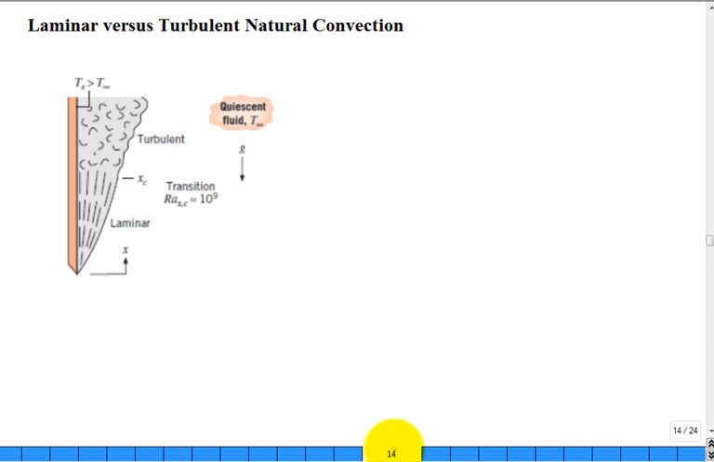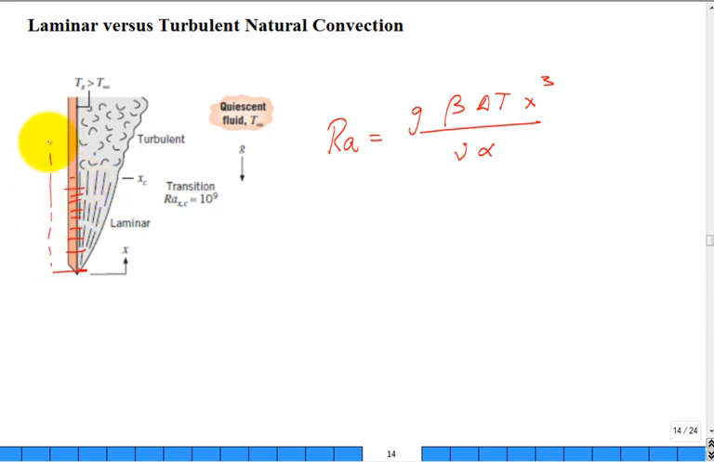Press forward. What happens if you have the Rayleigh number and it's defined maybe in this distance x going away from that leading edge? So it would be g beta delta T x cubed divided by nu alpha. As you get further up away from the leading edge, x is increasing, and you finally get to a point where it can be turbulent. It's just like forced flow over a flat plate. Remember the critical Reynolds number for forced flow over a flat plate?